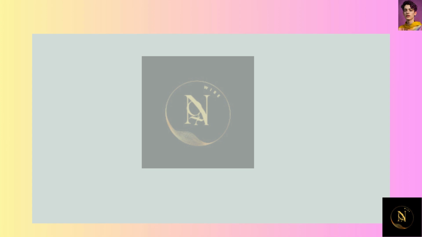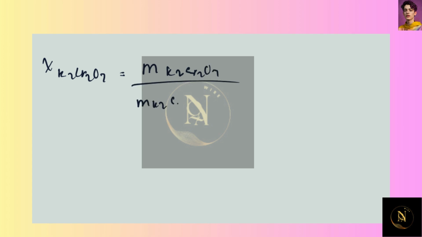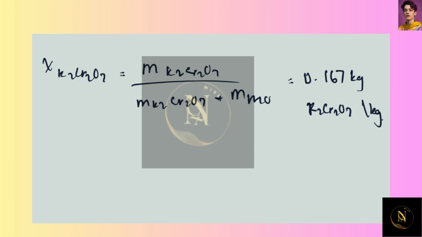So the mass fraction of K2Cr2O7 in the saturated solution at 30 degrees C, we have X K2Cr2O7 is equal to M K2Cr2O7 divided by M K2Cr2O7 add M H2O. We get a value of 0.167 kilograms of K2Cr2O7 per kilogram.